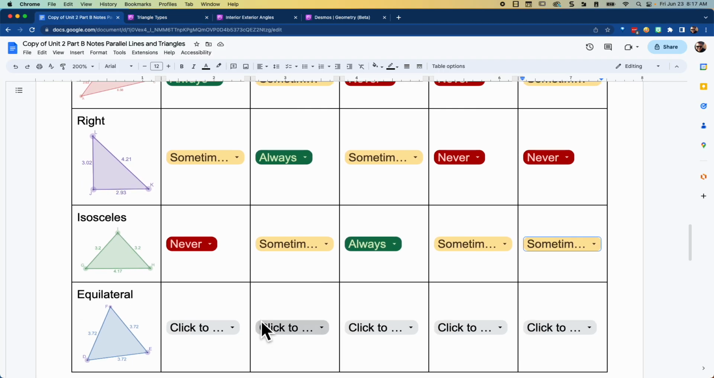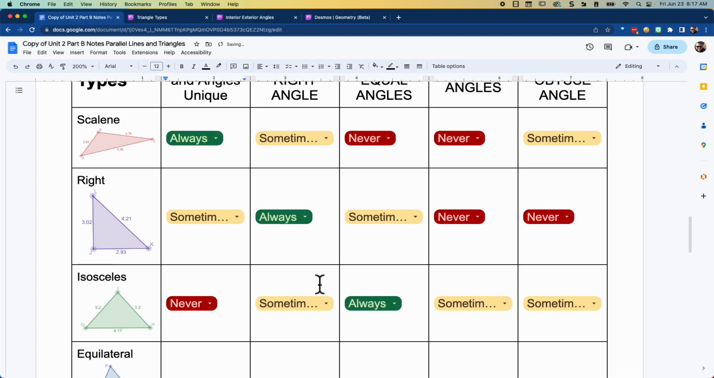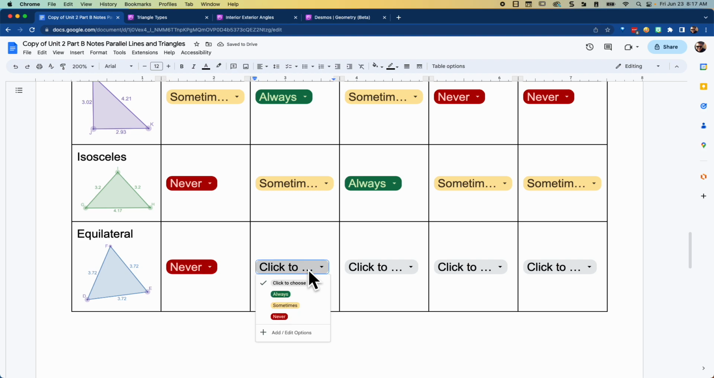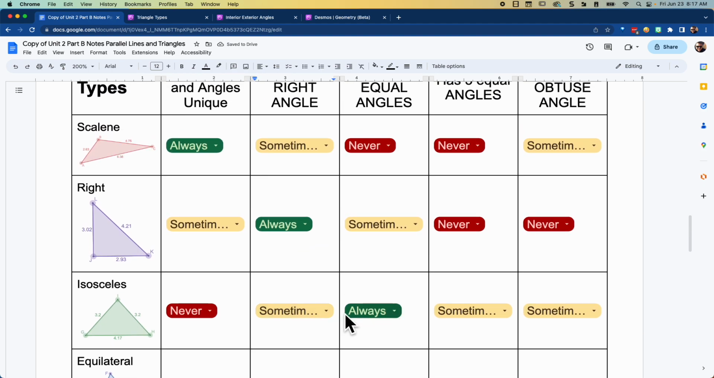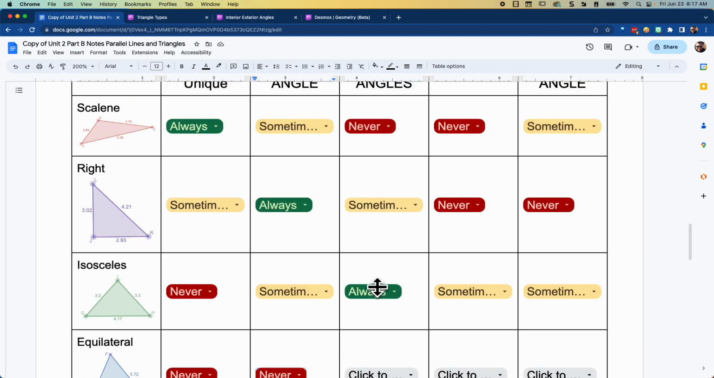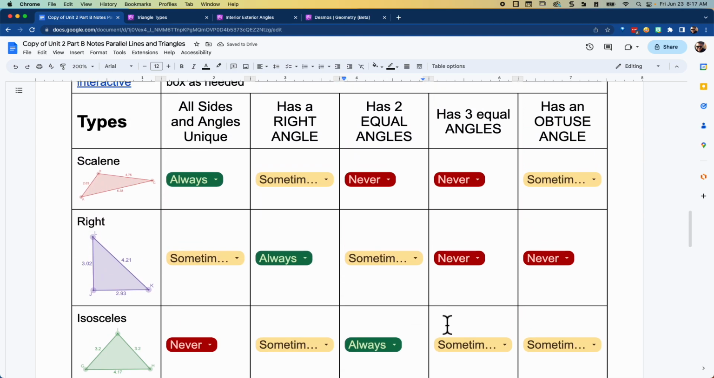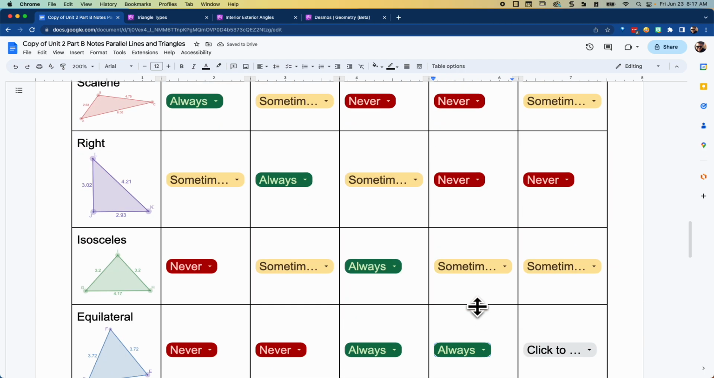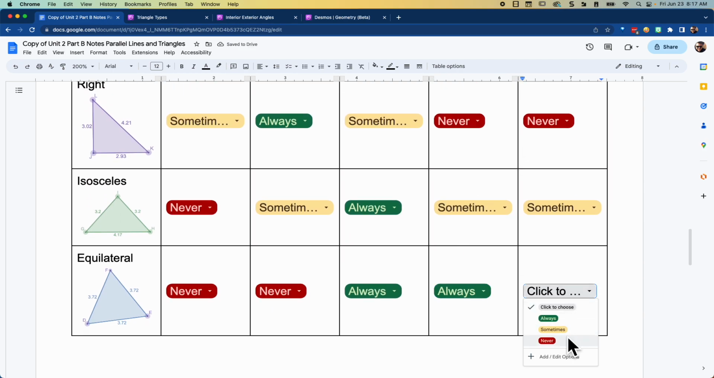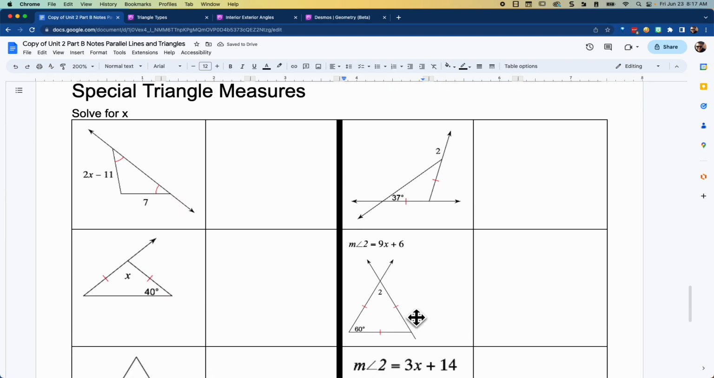Okay, so equilateral. All sides and angles unique? Never, because they're all the same. Has a right angle? Actually, it can't, because the angle locks in at 60 degrees all the way around. Has two equal angles? Always. It actually has three, but technically that means at least two of them. And has three equal angles? Always. Has an obtuse angle? Never. All right, so those are the properties that we're looking at.